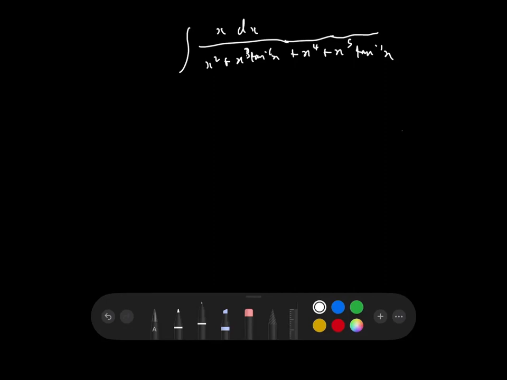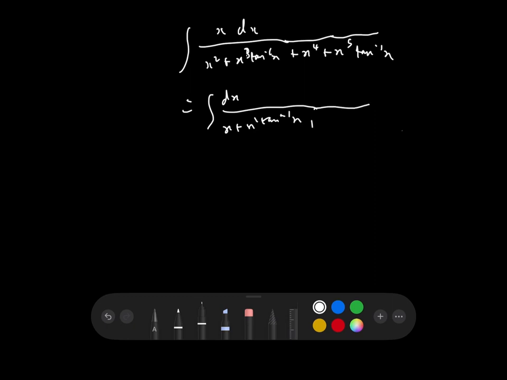Hello guys, so today I'll be attempting an integral from the final round of the 2021 Berkeley Integration Bee. So for this one, you can immediately notice that you can cancel out the x in the numerator with one of the x's in the denominator. So you can immediately simplify it to this: x plus x squared arctan x plus x cubed plus x to the 4 arctan x.